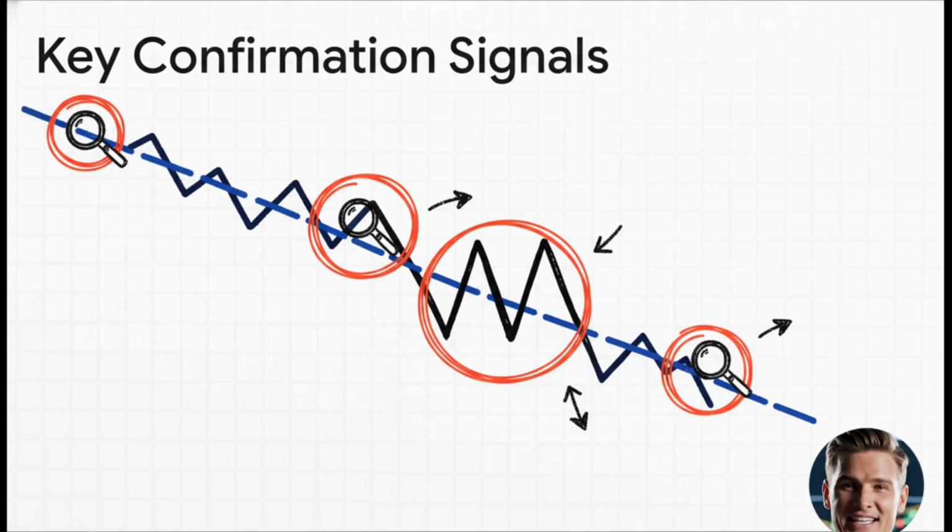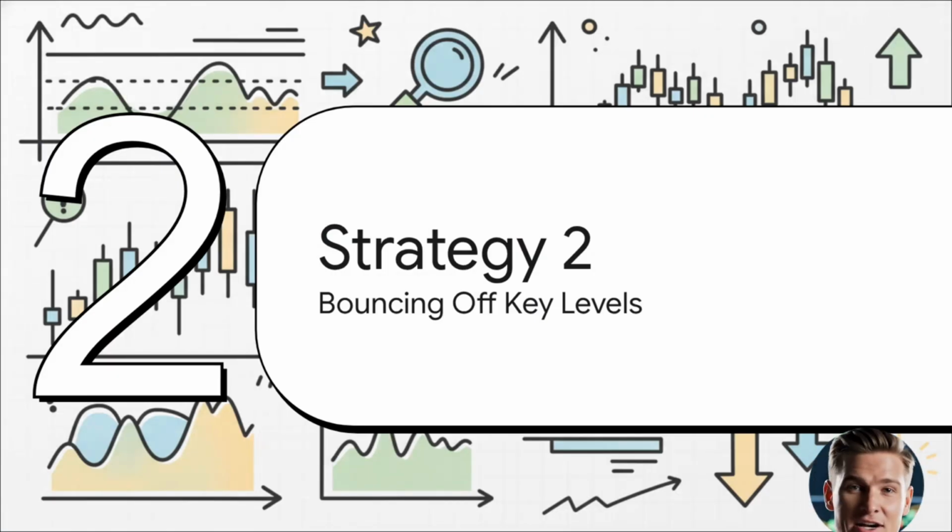Or, even better, you see the textbook definition of a new downtrend. The price starts making lower highs and lower lows. That's your signal. All right, let's move on to our second strategy.